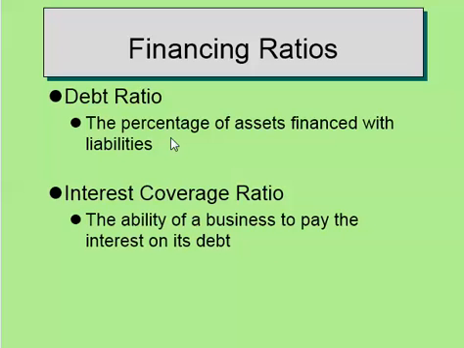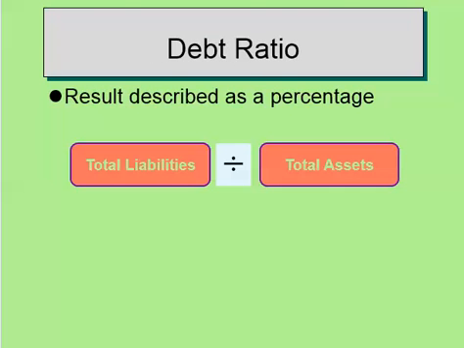The interest coverage ratio is another ratio that tells us a business's ability to pay the interest on its debt as it comes due. So let's talk about each one of those more specifically. The debt ratio is just the total liabilities a company has divided by total assets. So it tells us again how much of a company's assets are actually financed.